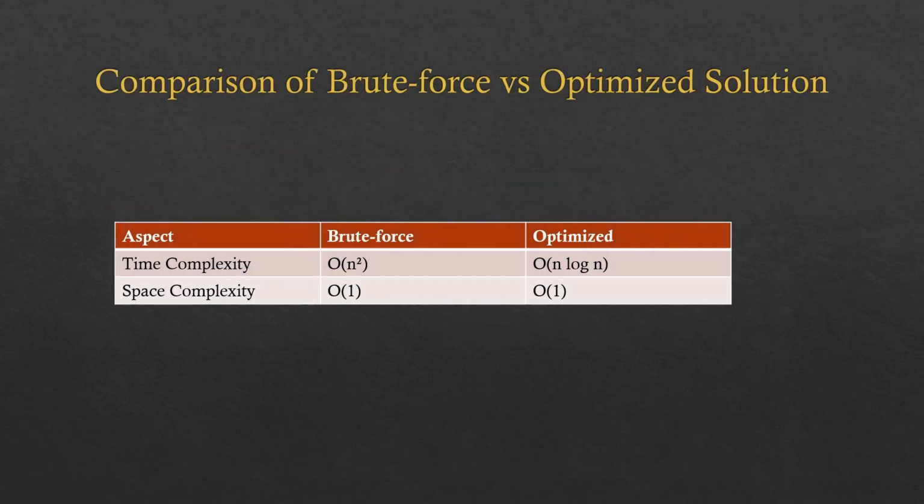Here we compare the brute force and optimized solutions in terms of time and space complexity. The brute force method has a time complexity of big O of n squared, while the optimized solution improves this to big O of n log n. Both approaches have constant space complexity of big O of 1, since we don't need extra space other than a variable.